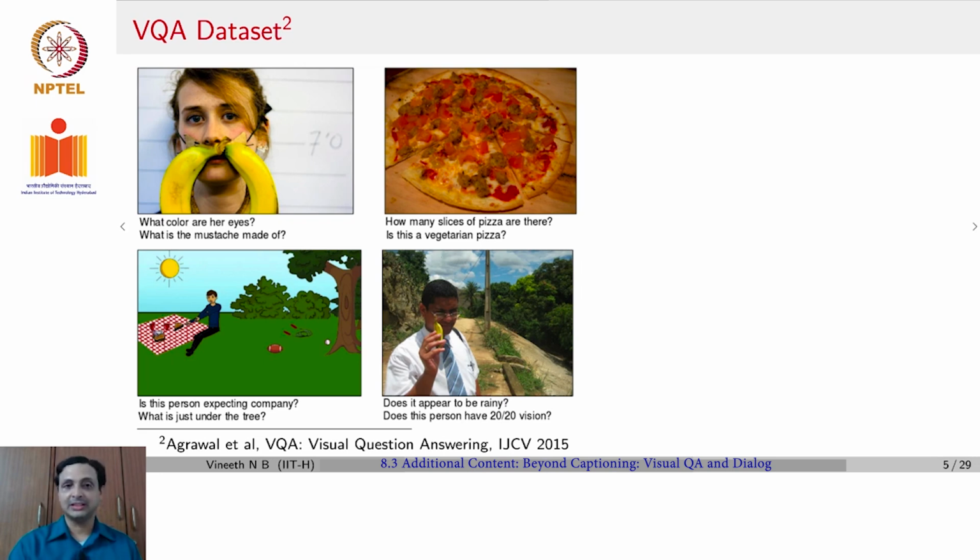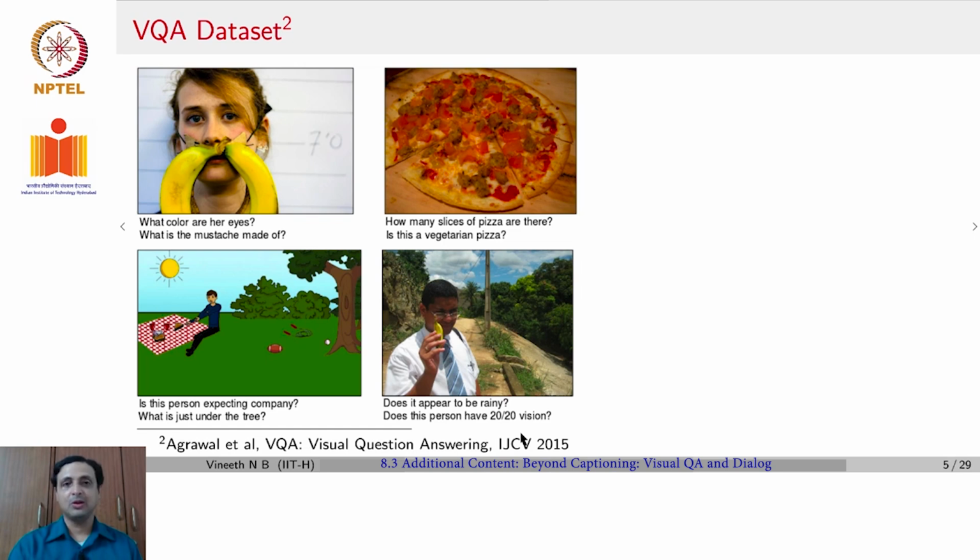So this was the first dataset known as the VQA dataset, developed in 2015. This dataset has images and questions such as what you see on this image here. Given an image, there are two questions. What color are her eyes? What is the mustache made of? Similarly, for the second image, how many slices of pizza are there? Is this a vegetarian pizza? The third image, is this person expecting company? What is just under a tree, under the tree? And the last one, does it appear to be rainy? Does this person have 20/20 vision?